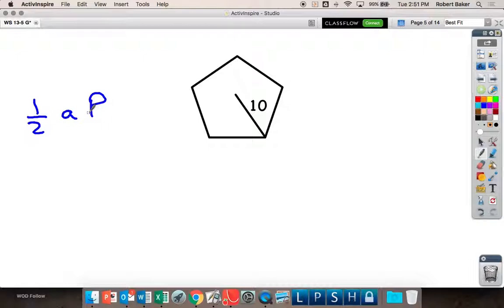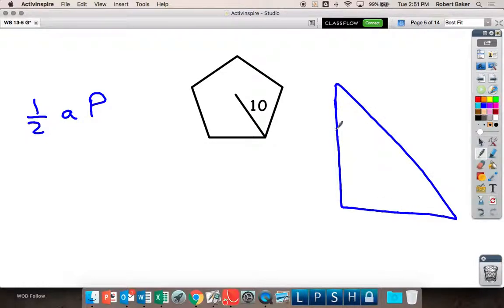Are you ready? Okay. What kind of triangle is created in a pentagon? 36. Inside of this triangle we have a 72-degree central angle, which cuts in half and makes a 36-degree angle here, a 54-degree angle here. You have an apothem measurement, half of a side length, and a radius.